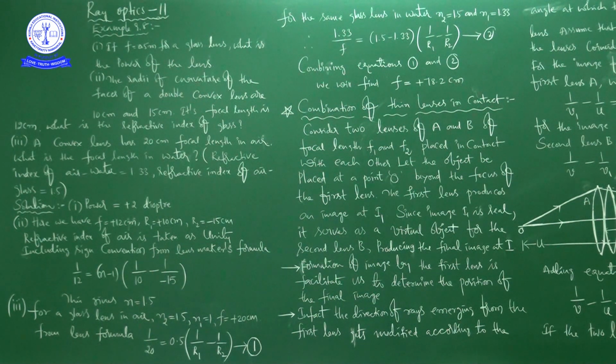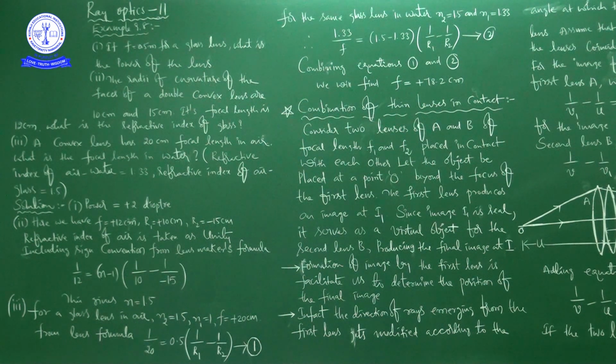So in that formula, we have to substitute the given values, including the sign convention, Cartesian sign convention. Then 1 by 12 is equal to n minus 1 into 1 by 10 minus 1 by minus 15. So by solving this equation mathematically, you will get n is equal to 1.5. The refractive index of glass became 1.5. Okay, right.